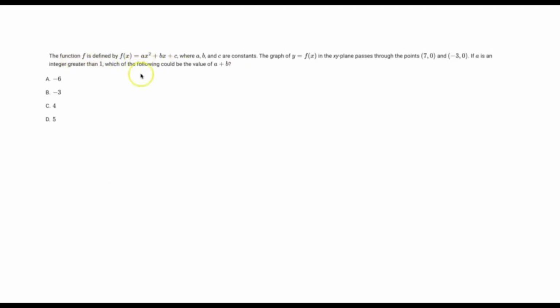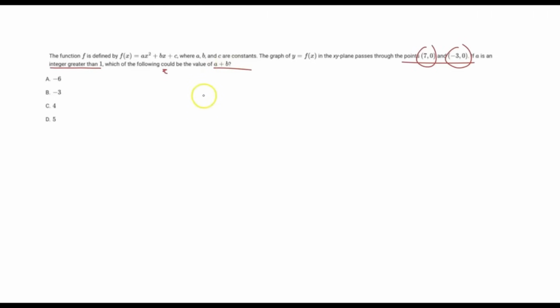Function f is defined by the standard form of a quadratic. A, b, c are constants. When its graph, it passes through these points. So these 2.70 and negative 30, these are the x-intercepts. It says if a is an integer greater than 1, which of the following could be? So could means that there are multiple possible values, but just based on our selections here with our choices, which one could be a value of a plus b?